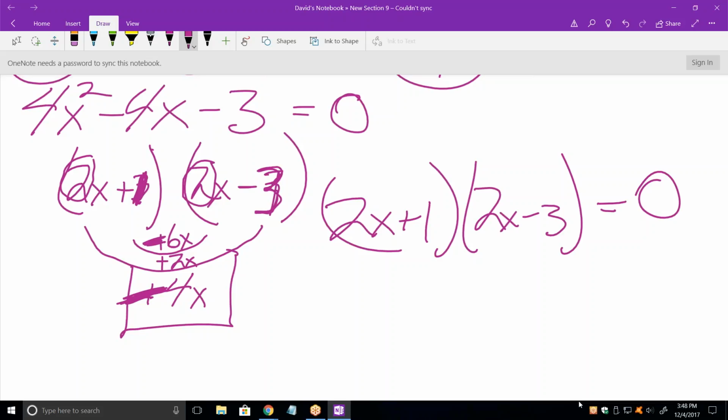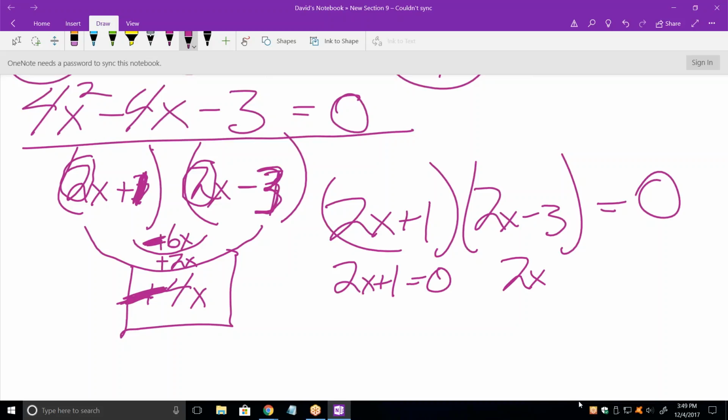That's why they spend 2 solid years teaching you to factor, because when you get a quadratic equal to 0, you have to separate it into two things multiplied together that are equal to 0. And that you get from factoring. Now I can say, well, that means 2x plus 1 equals 0, or 2x minus 3 equals 0. Solve each of those. One on the left. What's x going to be?